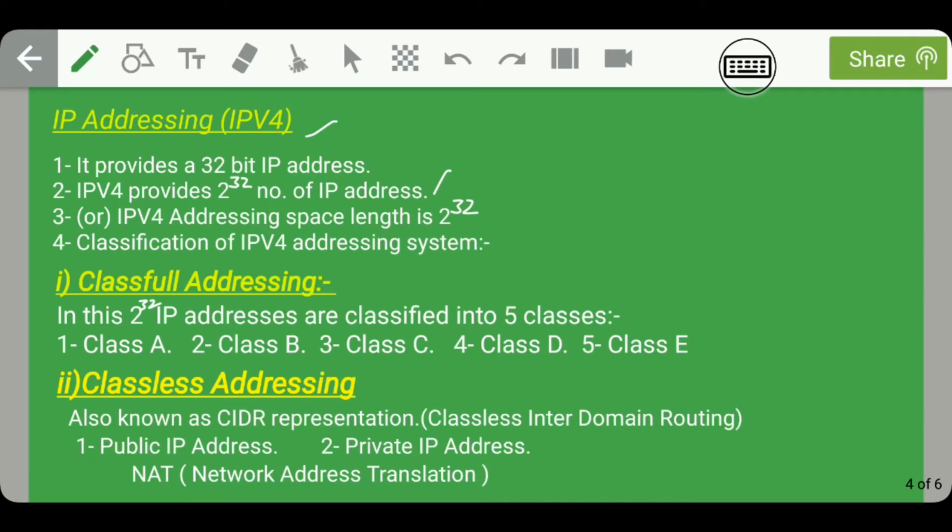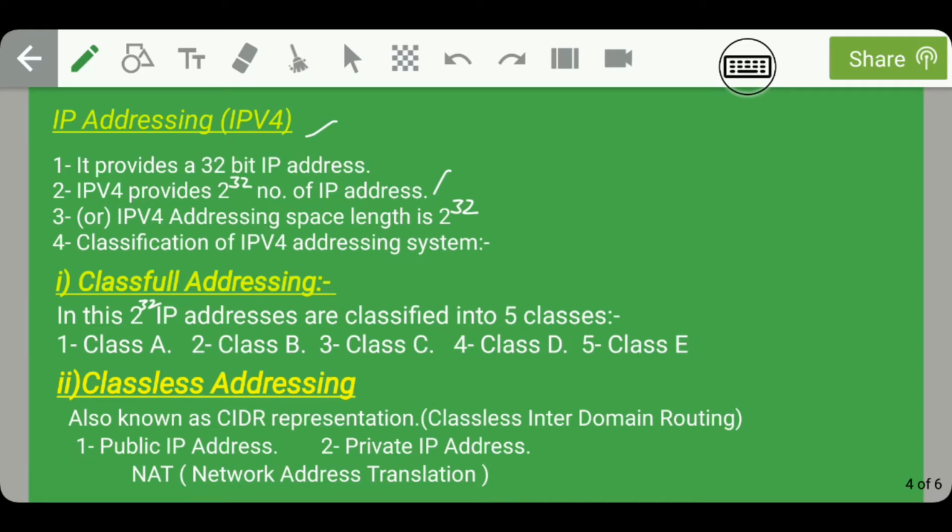So in other words, we can also say that IPv4 addressing space length is 2 raised to the power 32. So a question might come: what is the addressing space length of IPv4, and four options can be given to you. So you have to take the correct answer.